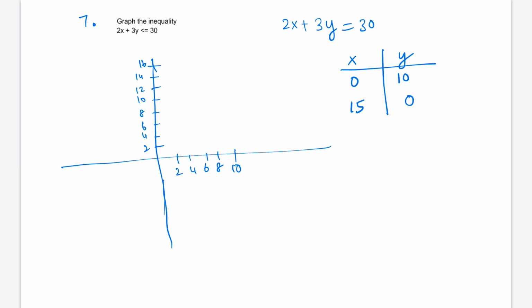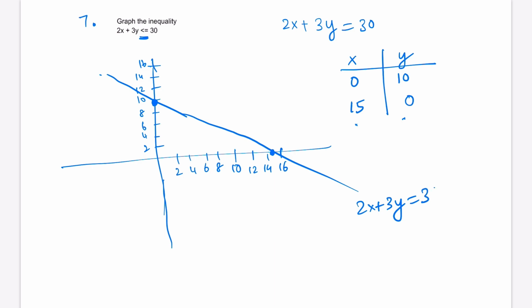So when x is 0, that is on the y-axis, y is 10. So we are talking about this point, when x is 0 and y is 10. When y is 0, x is 15. So we are talking about this point. Once you have these 2 points, you can just connect them, and I'm going to connect with a bold line because I have less than or equal to, an equal to sign there, right? All right, so this is a graph for 2x plus 3y is 30.